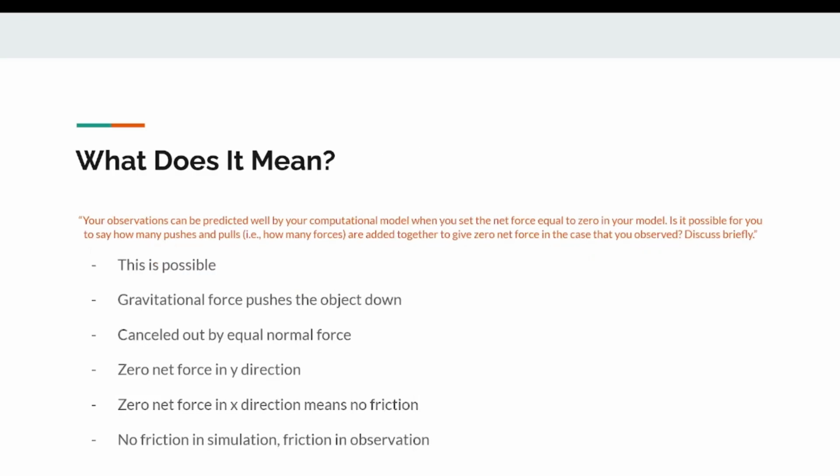Can you detect the pushes and pulls on an object? Yes, this is possible because gravitational force pushes the object down, while an equal but opposite normal force pushes it back up. So there is zero net force in the y direction, and in the x direction there should be no forces, so it should be 0. However, in the case of the observation, there is some friction, unlike the simulation.